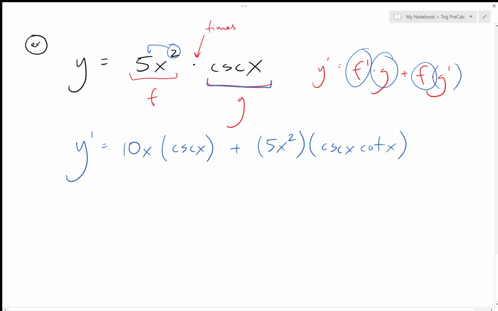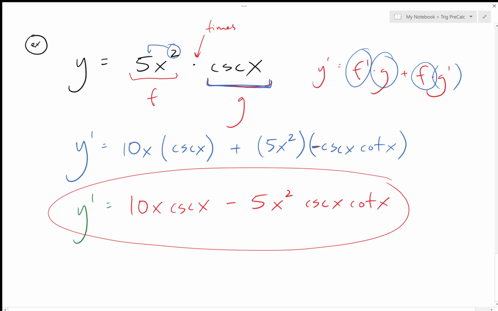Let's clean it up a little bit. So y prime equals, now really all we can do is just drop those parentheses. Oh, I made a mistake, I apologize. The derivative of cosecant is negative cosecant cotangent. Okay, don't forget that negative sign right there. All right, so all we really do now is drop the parentheses. We've got 10x cosecant x. This one's going to become a minus because of this minus sign here. 5x squared cosecant x cotangent x. All right, and there's our answer.